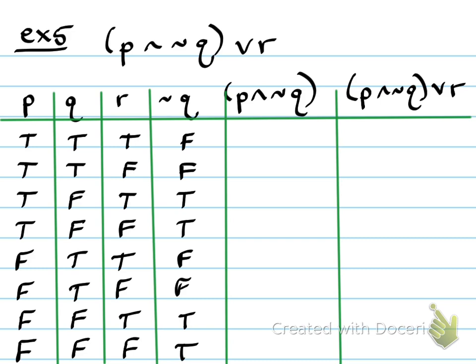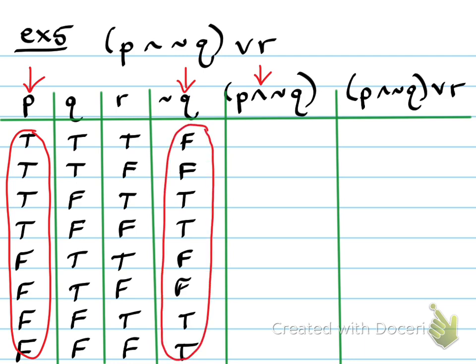And now we're going to do a conjunction that involves P and negation Q. So we're going to try to scan just down these columns. And we're going to try to remember what a conjunction does. For an and to be true, they both have to be true. So we're looking for both trues.